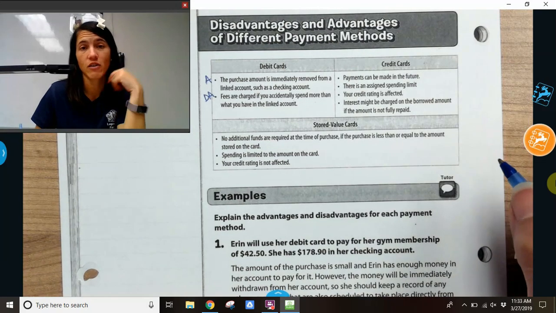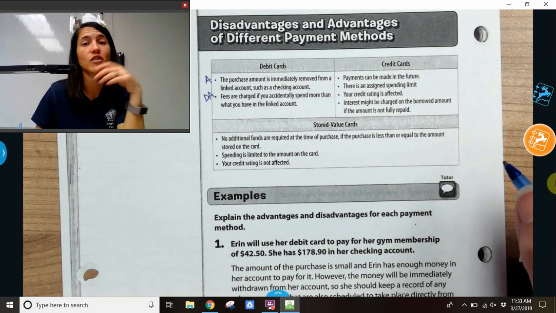If you only have $100 in your account and you try to buy something that's $150, you'll get a fee.